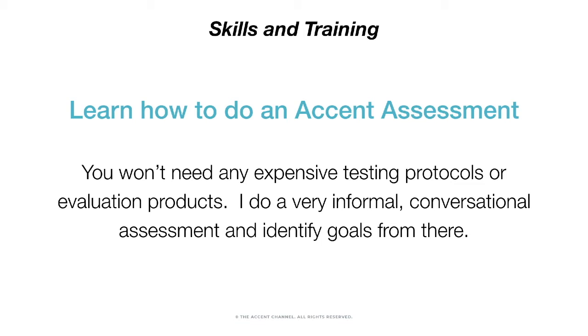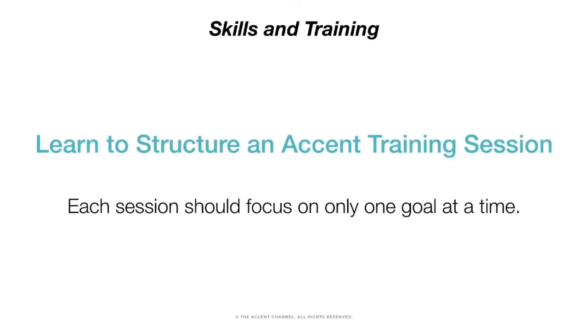So you'll need to learn how to do an evaluation. And after that, you'll need to learn how to structure an accent training session. The biggest mistake that a lot of teachers make is trying to fix too many things all at once, because your students want to fix everything all at once. But if you're looking for permanent change, you can't fix everything all at once. You need to focus on one thing at a time until it's about 90% consistent in conversation, and then move on to something else. So each session should focus on only one goal at a time.